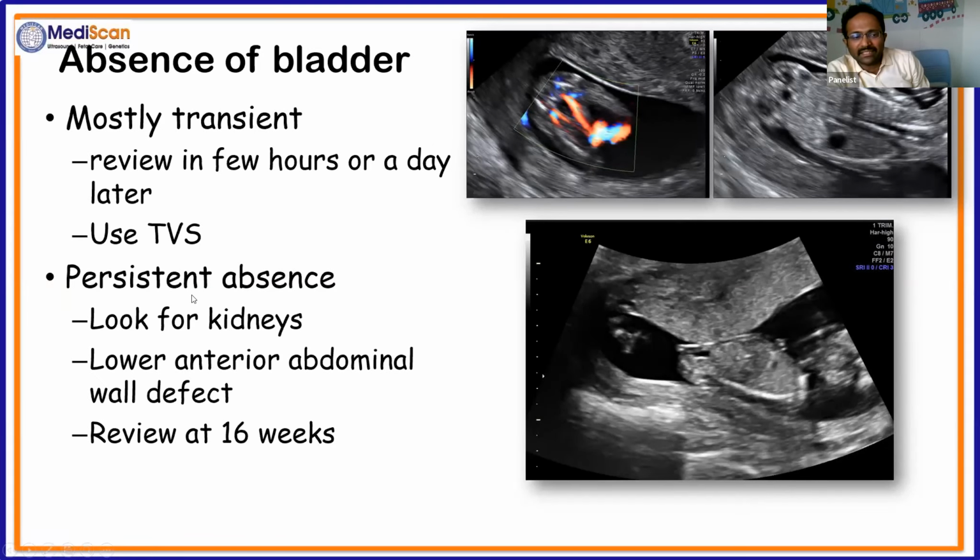If there is a persistent absence of the bladder, then you try to do a transvaginal scan to look for the kidneys or any abdominal wall defects, or get the patient to be assessed by a specialist. And if the concerns are there, review at 16 weeks to look for the renal or KUB malformations. If there are absent kidneys or hypoplastic kidneys or bladder extrophy, all of these would cause an oligohydramnios by the time, and hence we will be able to clinch our diagnosis.